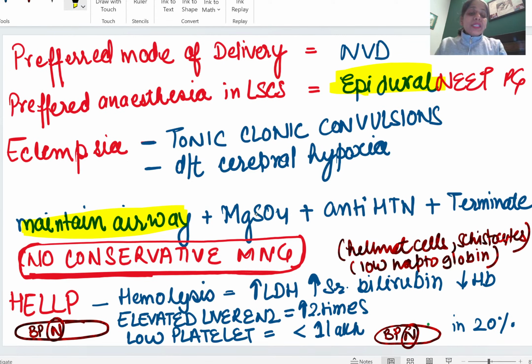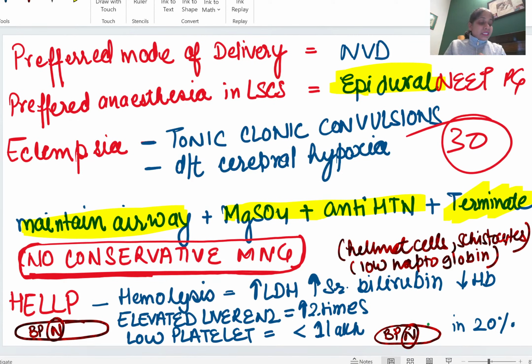Next, you will give MgSO4 and antihypertensive to treat that cerebral hypoxia, and now immediate termination, no waiting till 34 weeks, no need to wait for betamethasone, even if it is 30 weeks. Whatever is the period of gestation, if patient has thrown convulsions, you have to immediately terminate it.